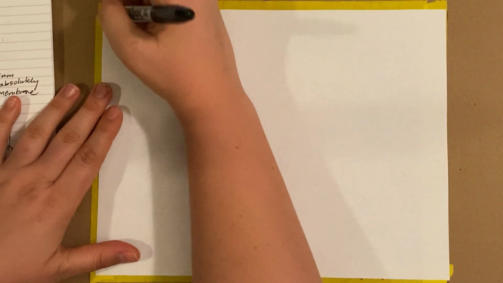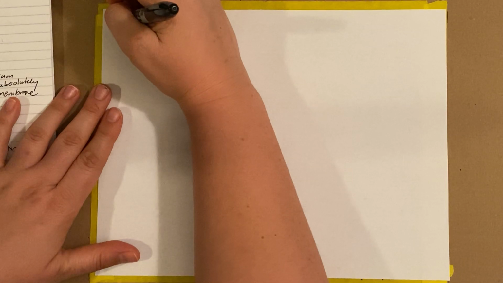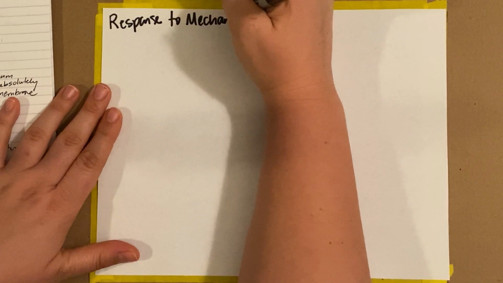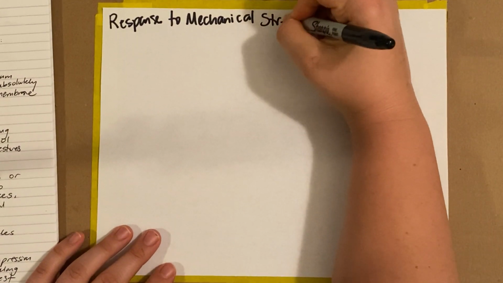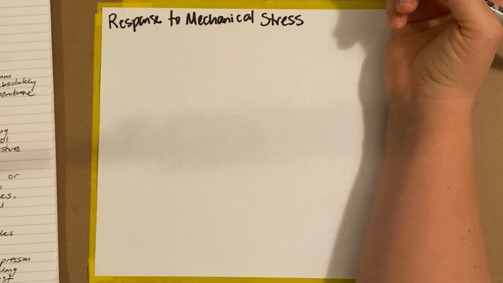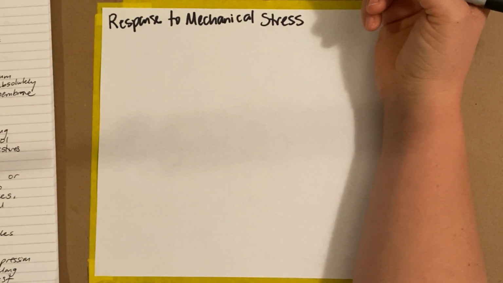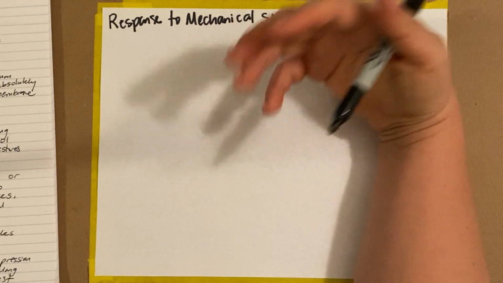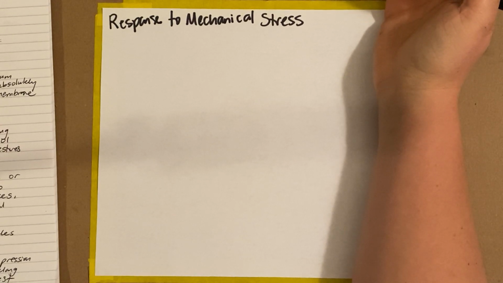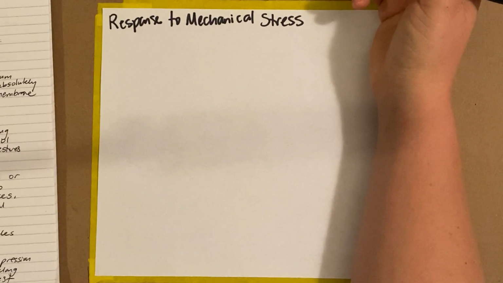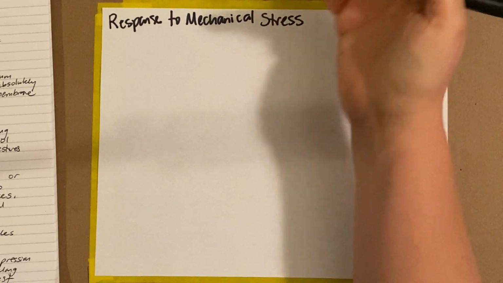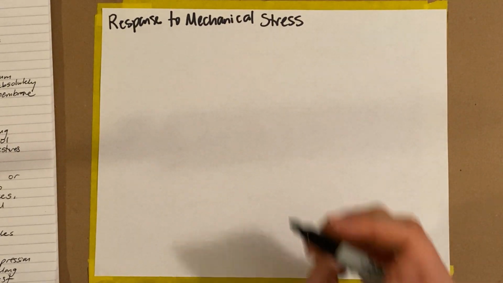Now the last type of control of remodeling is going to be response to mechanical stress. Okay, so every time that you're walking, exercising, lifting weights, you are putting your bones under stress. And if you do something long enough, your bones will actually start to accommodate that. So individuals that do a lot of weightlifting will have bones that become very thick and very strong in order to withstand the pressure or the stress of having to pick up very heavy weights.